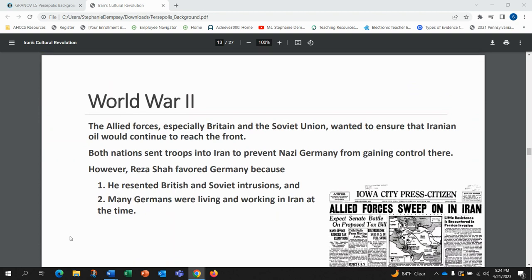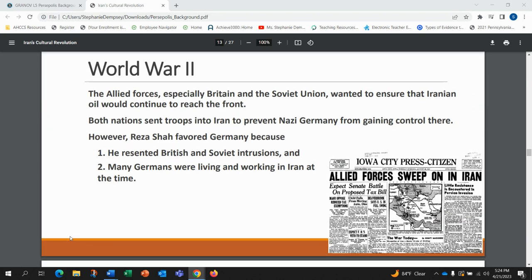Leading into World War II, the Allied forces, especially Britain and the Soviet Union, wanted to ensure that Iranian oil would continue to reach the front. Both nations sent troops into Iran to prevent Nazi Germany from gaining control there. However, Reza Shah favored Germany because, 1, he resented British and Soviet intrusions, and 2, many Germans were living and working in Iran at the time.